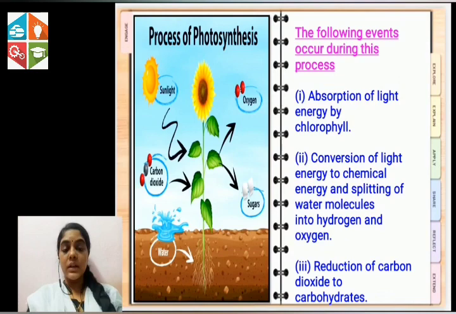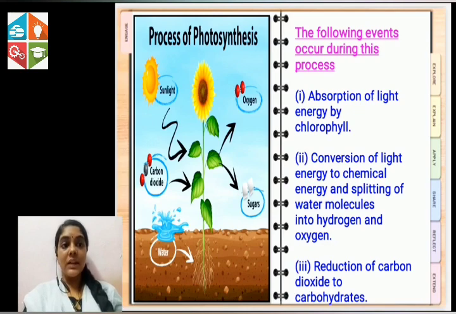So let's see what are the steps in the process of photosynthesis. First, what does the plant do? The plant absorbs the sunlight. First thing you should know is that this process takes place in which part? It takes place in the leaf. Leaf is the site of photosynthesis, and this leaf consists of a green color pigment called chlorophyll. This chlorophyll helps in absorption of the light energy from the sunlight. So the light energy is absorbed from the sun by this chlorophyll.